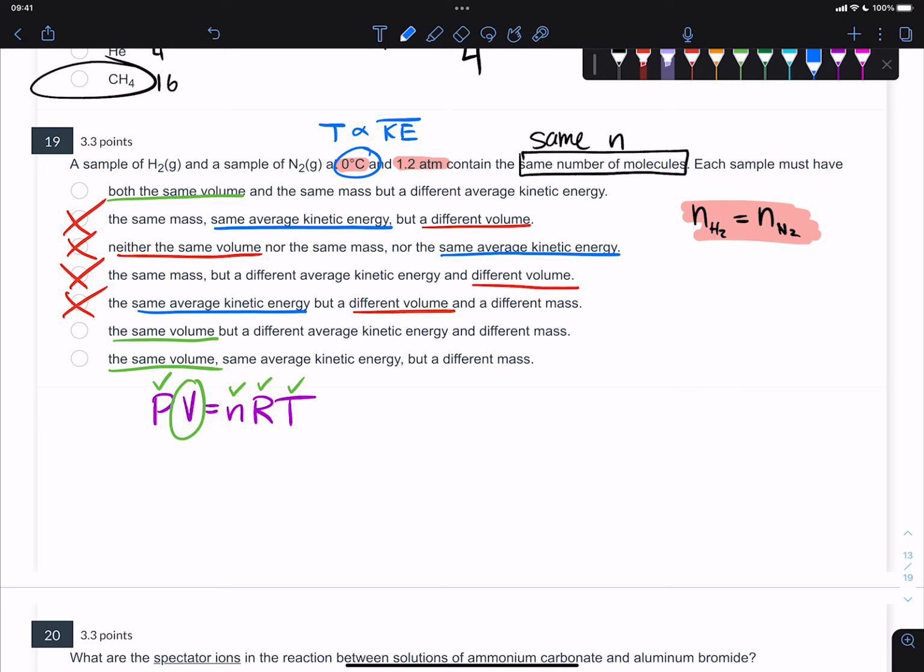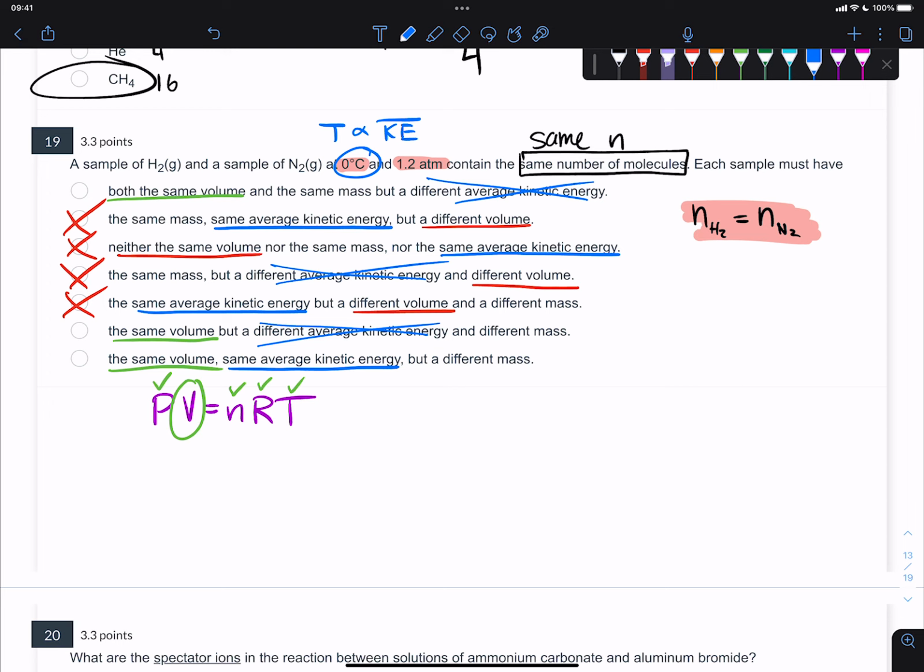Same average kinetic energy. Oh, be very careful, it must say average kinetic energy. So same average kinetic energy. So far, this last option is looking good. Different average kinetic energy, that's a no. Different, that's a no. This is just a problem solving strategy to go through everything and see what makes sense.